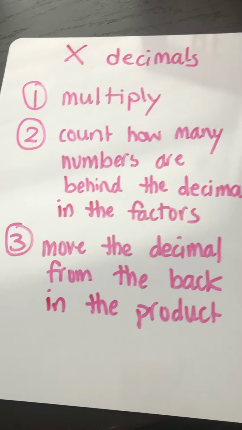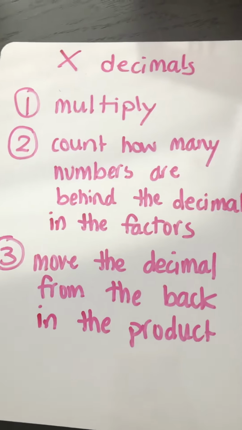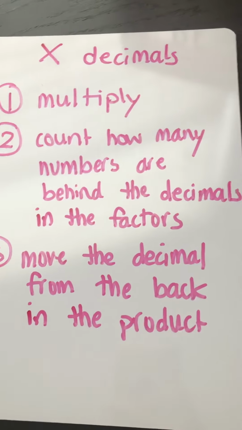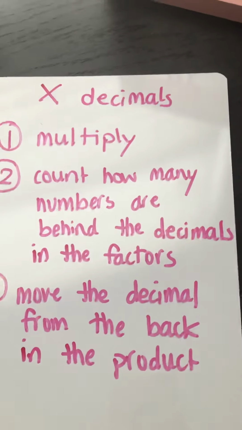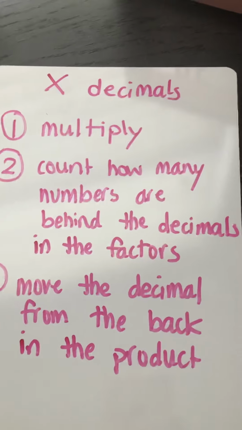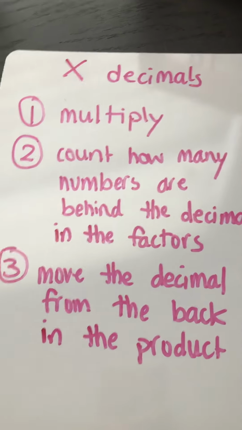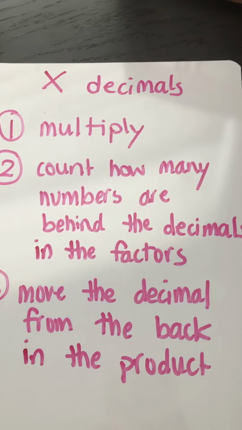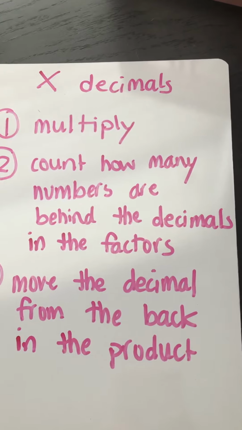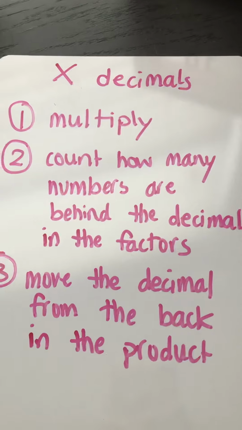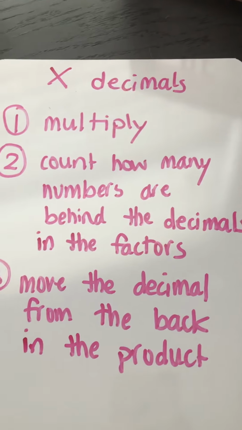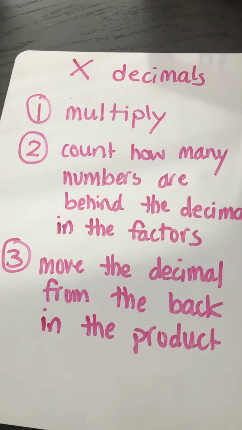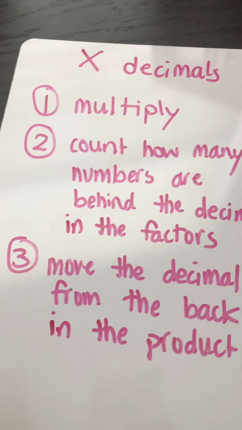All right, day 2 of multiplying decimals. Here are the steps of how to multiply. Yesterday I asked you to review step 1, remembering how to multiply a multi-digit number. So step 1 in multiplying decimals is just multiply. Ignore the decimals. Step 2, count how many numbers are behind the decimal in the factors. Step 3, move the decimal from the back in the product according to how many you counted in number 2. So today we're going to focus on number 2 and number 3.